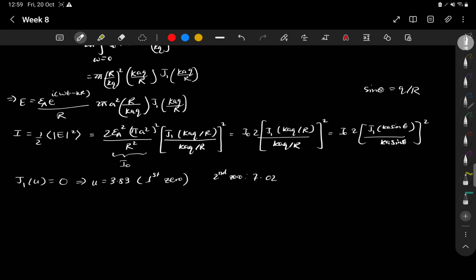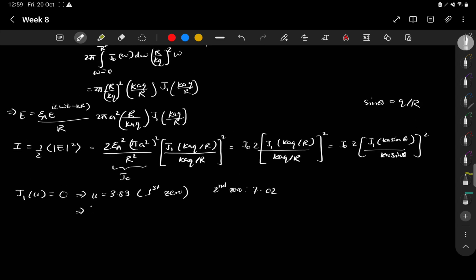So this implies U over here for me is KAQ over R. This is 0 when this J1 is 0, when this is equal to 3.83. So this gives me Q equals 3.83 R over KA. K is 2 pi by lambda, so this comes out to be approximately 1.22 R lambda over 2A.